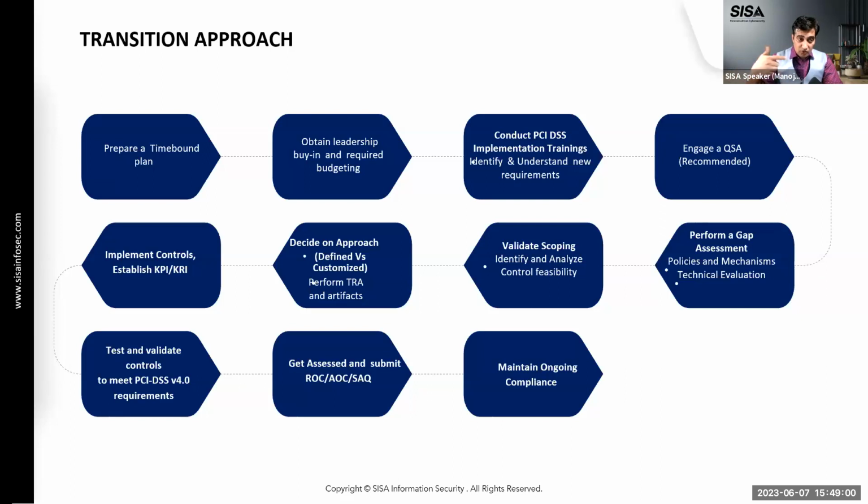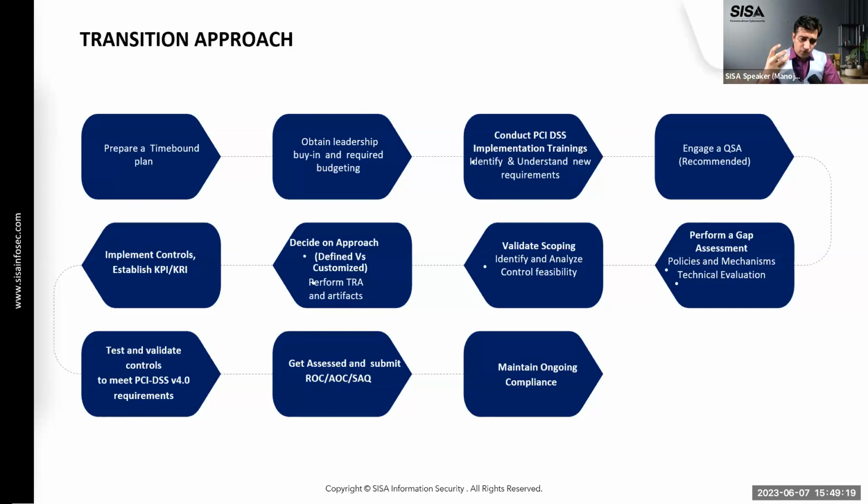Think about whether there are more systems which need to be added to the scope, or something we can remove from the scope. You need to always have that kind of approach, right? And then decide if you're going to meet certain controls through the customized approach or by the defined approach, which is the traditional approach of meeting it. So just think about that.